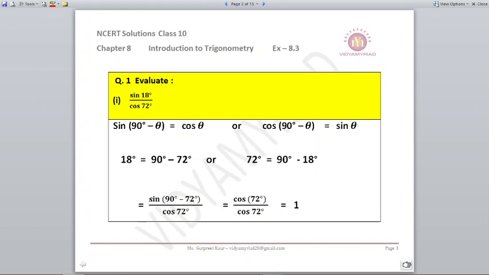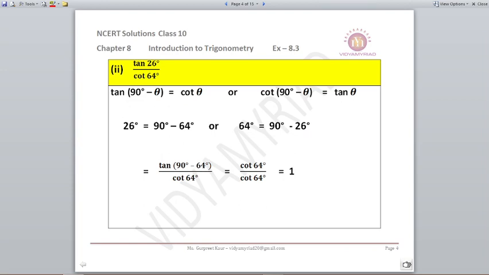So we will choose any one. Let me take sin (90 minus 72). So 90 minus 72, if I subtract it, is 18 degrees. That is my numerator. But when I write it in 90 minus theta form, then the result will be cos theta. That means I will write cos 72 upon cos 72, which is equal to 1. Both will get cancelled and we get 1.